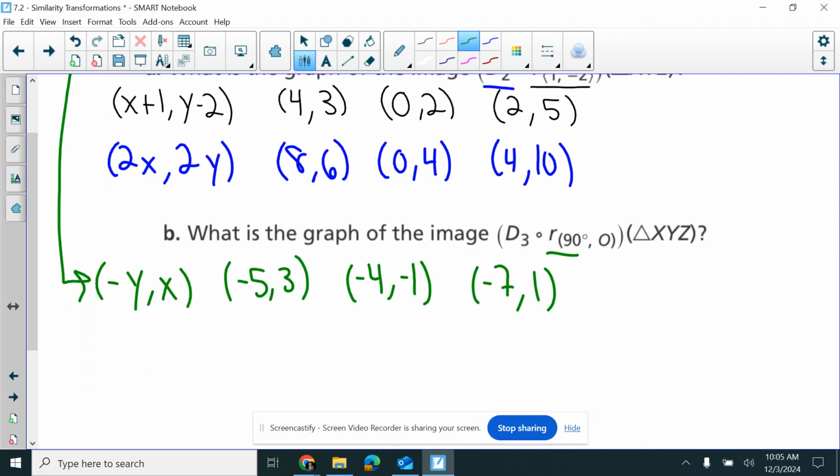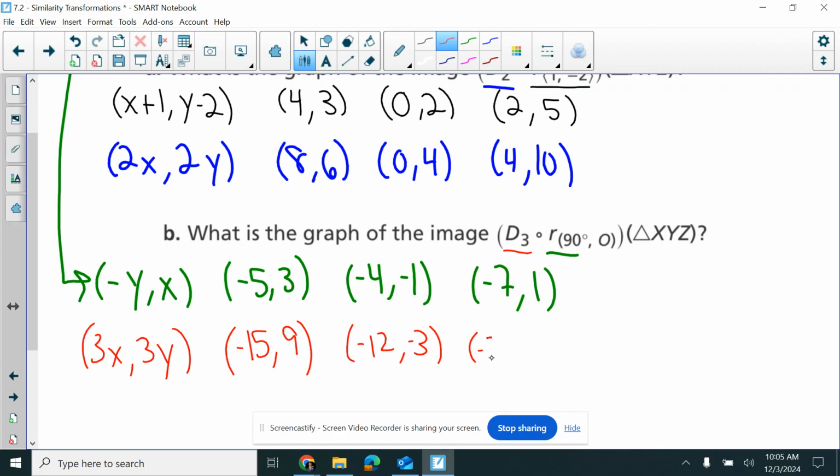And then I do the dilation, which tells me I multiply everything by 3: 3x, 3y. So my final answer would be negative 15, 9 if I multiply both those numbers by 3. Negative 12, negative 3, negative 21, 3. So that's how you apply a similarity transformation to points. And if this was on a graph, you would just graph those new points. That's it. Those are similarity transformations.